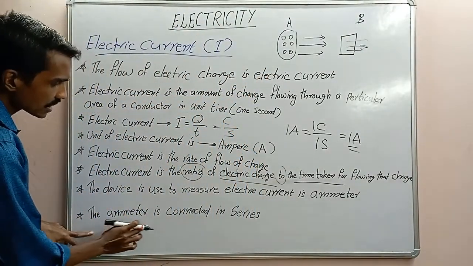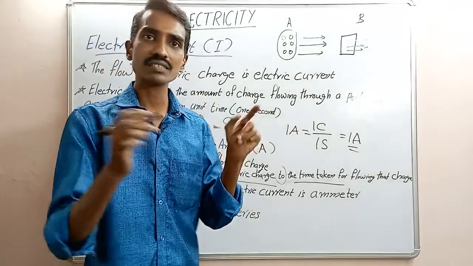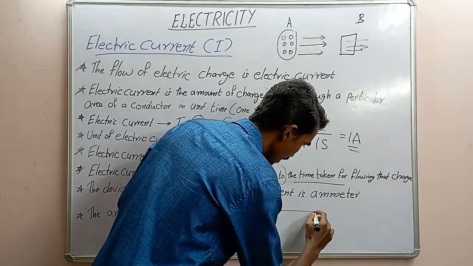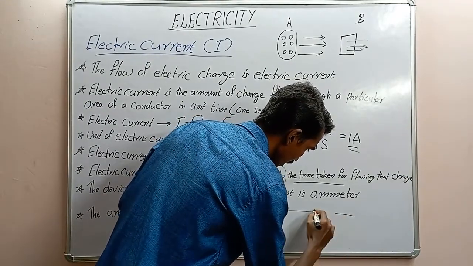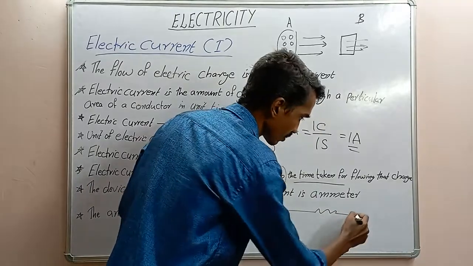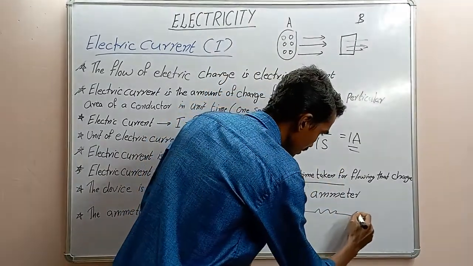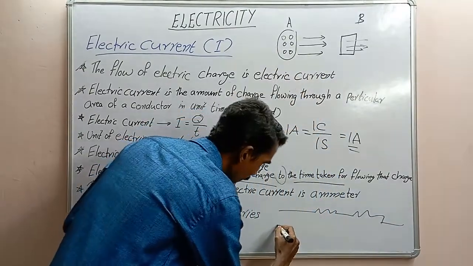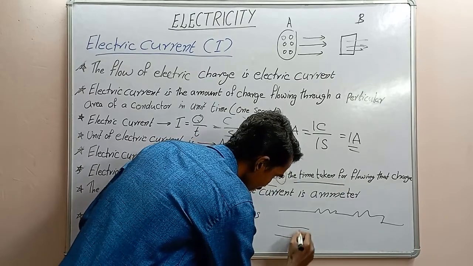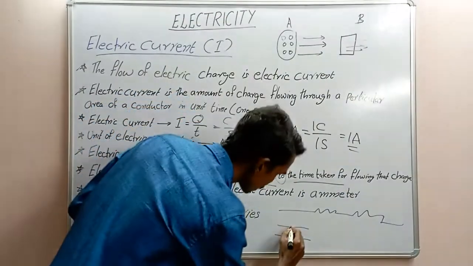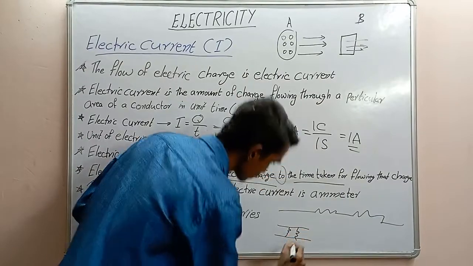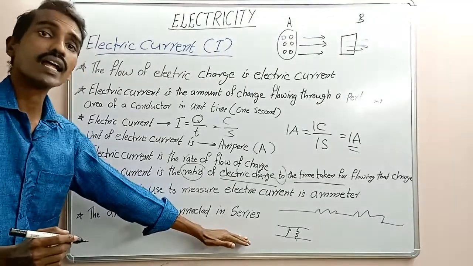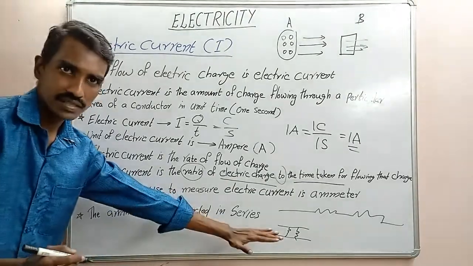And the ammeter is always connected in series. There are series connections and parallel connections. Series connection means a bulb is there, a resistor, as already discussed in the next slide. This is known as resistance to resistance in series connection. And parallel connection means this. This is parallel. So an ammeter is always connected in a circuit in series.